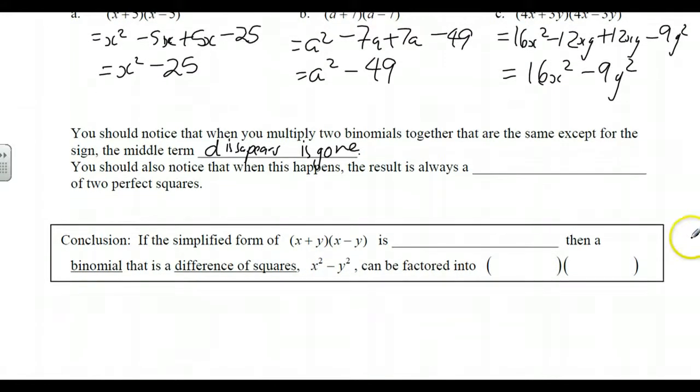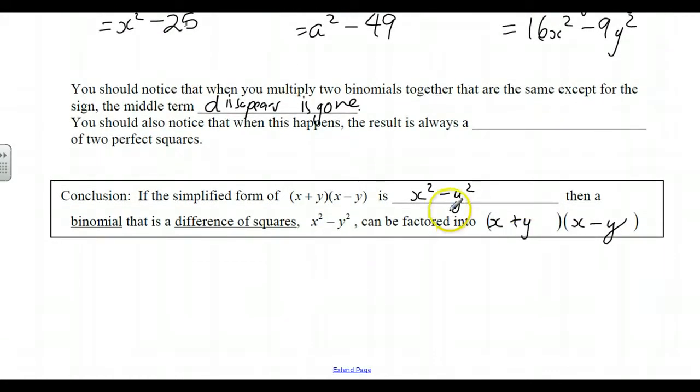So if the simplified form of x plus y times x minus y is x squared minus y squared, then a binomial that is a difference of squares can be factored into x plus y, x minus y. So into two binomials. So we end up with a binomial instead of our usual trinomial. But what's special is that the two binomials this factors into have opposite signs in the middle, and you get x squared minus xy plus xy. So the outer and the inner terms together are going to cancel, and you just end up with the first term, which is x squared, and the last, which is minus y squared. Okay, so that's the difference of squares that requires a minus sign, something squared minus something else squared.